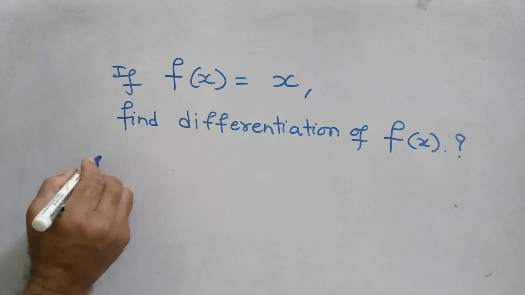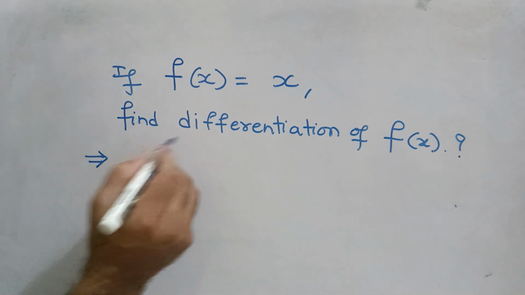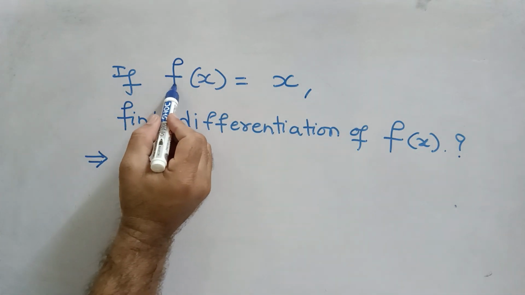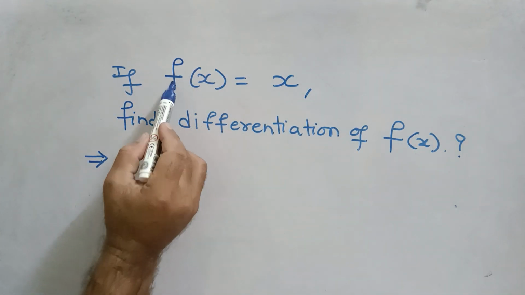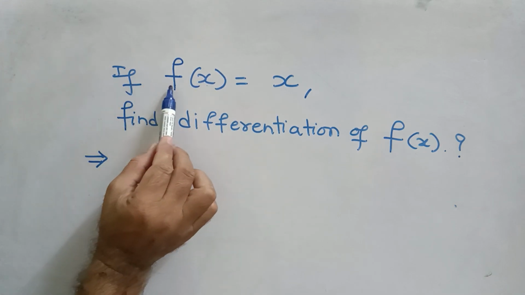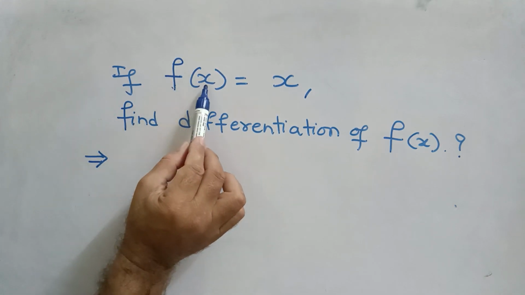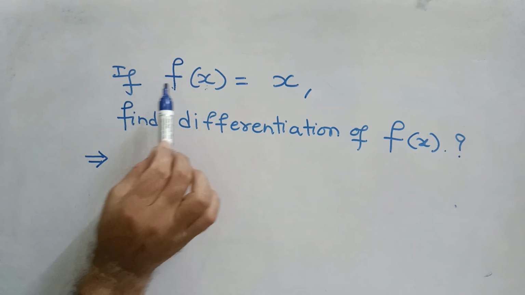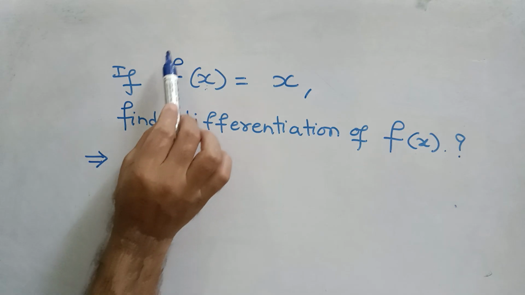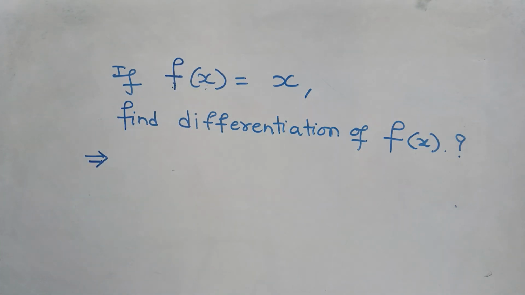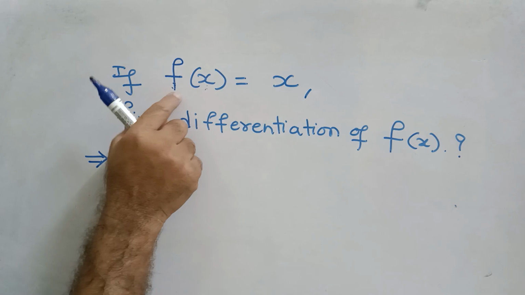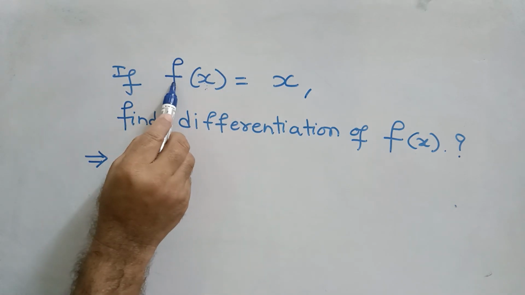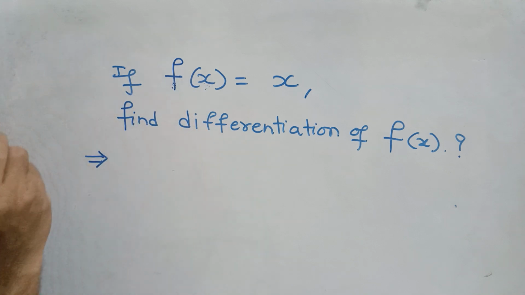How can I solve this? If f of x is the given function, f is a function in the variable x. F is in terms of x. That is the meaning of it, or the function f depends on the variable x. If f is written like this, f with x within the bracket, it means the function f depends on x. Okay, don't confuse.